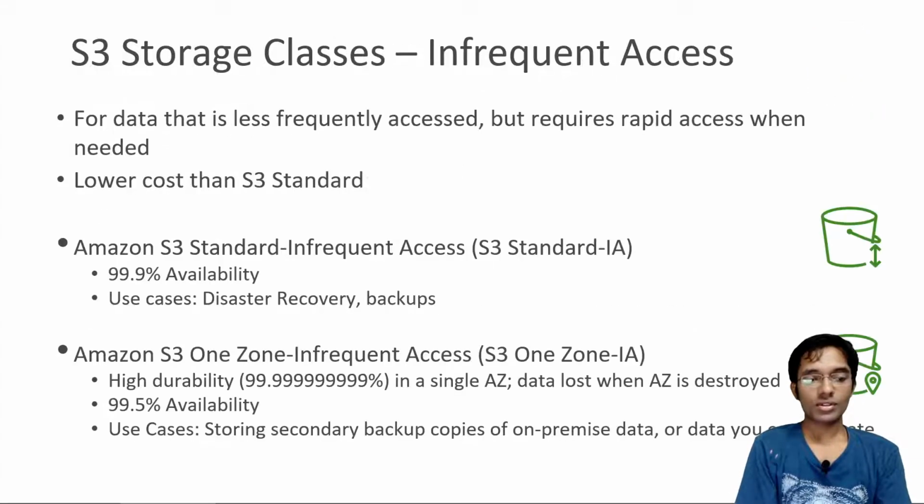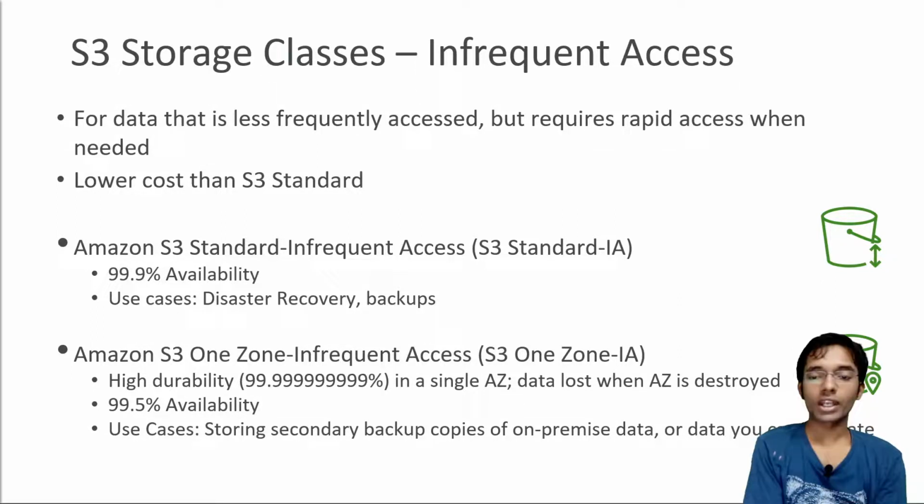Next we have S3 Infrequent Access. This is data that is going to be, as the name indicates, less frequently accessed, but requires rapid access when needed. It's going to be lower cost than S3 Standard, but you will have a cost on retrieval. The S3 Standard-IA has 99.9% availability, so it's a bit less available. And the use cases for it are going to be disaster recovery and backups. And Amazon S3 One Zone-Infrequent Access, One Zone-IA, has high durability within a single AZ only.